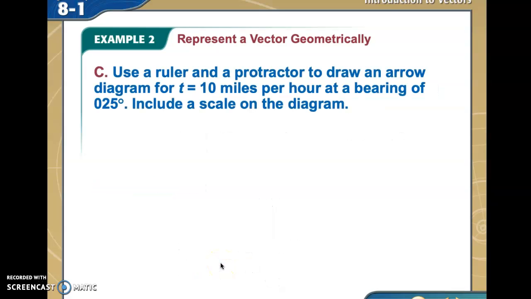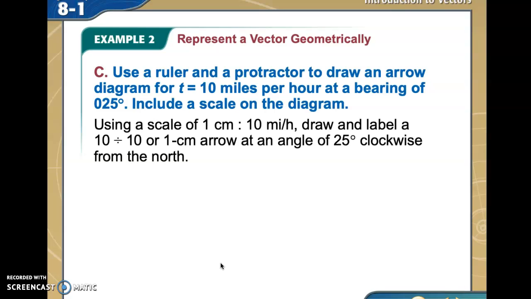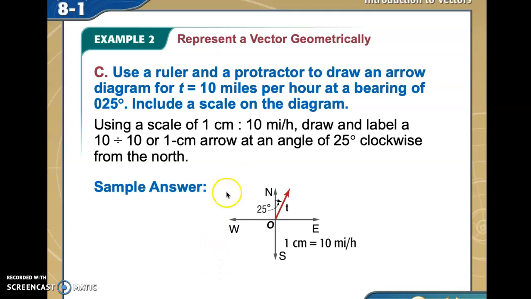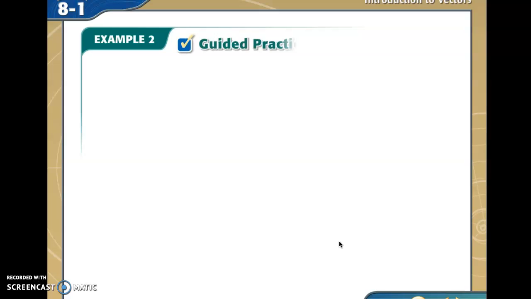Use a ruler and a protractor to draw an arrow diagram for t equals 10 miles per hour at a bearing of 25 degrees. Include a scale on the diagram. So 1 centimeter is 10 miles. Draw and label 10 divided by 10, or a 1 centimeter arrow at an angle of 25 degrees clockwise from the north. Since it's a bearing, it always starts from the north. Make a 25 degree angle, putting the protractor over here in the east direction. So it's always the clockwise direction. So 1 centimeter is 10 miles per hour.